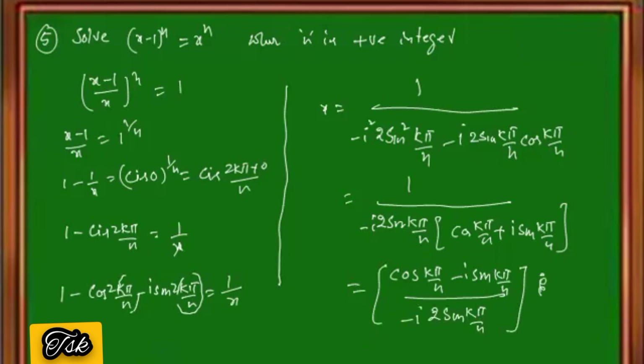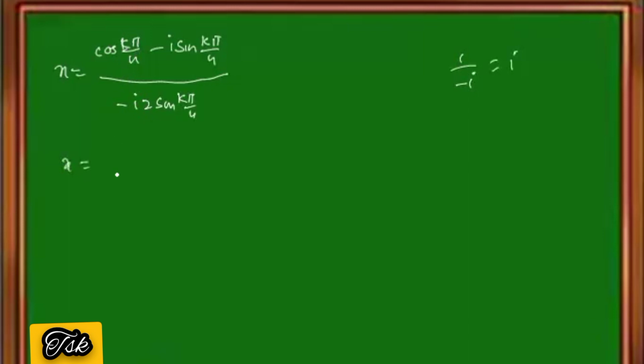So look here. What is here? Cos k pi by n minus i sin k pi by n by minus i into 2 sin k pi by n. Isn't it? This is the value of x. So what is the 1 by minus i? Nothing but i. So when you divide, x is equal to minus 1 by i becomes plus i into 1 by 2 will be there. Cos by sin becomes cot of k pi by n.